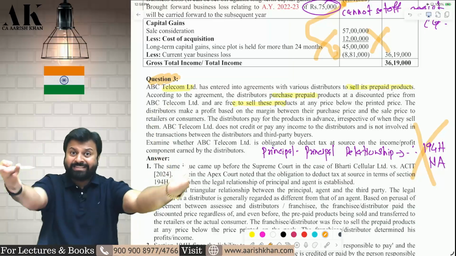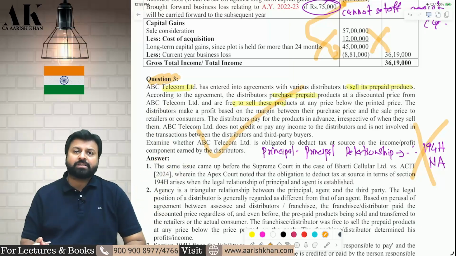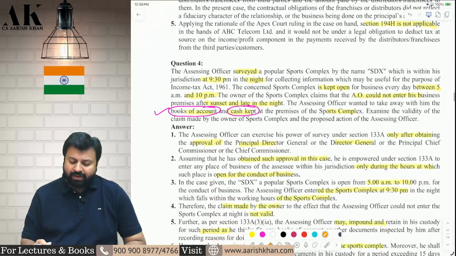If there is a principal-agent relationship, then 194H will apply. That is what is mentioned in this particular question. Check it, please. Question number 4. Again, a very simple question.